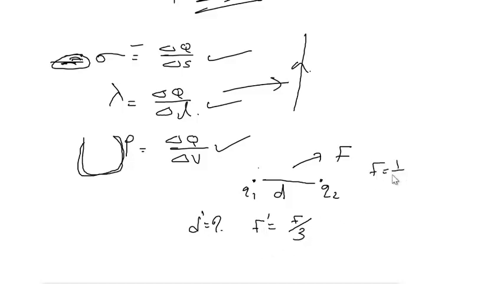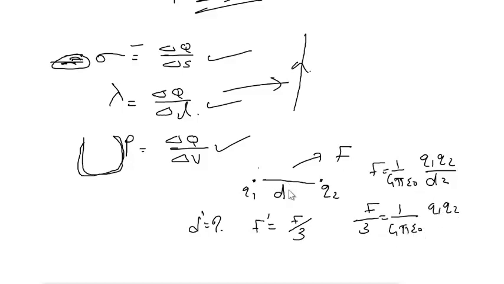Here F is equal to 1 by 4 pi epsilon 0 Q1 Q2 divided by D square. Next, now the new force is F by 3, equal to 1 by 4 pi epsilon 0 Q1 Q2 divided by the new distance, which we don't know, D dash square. There is no difference for these two charges, right? Now I can divide these two equations, equation 1 and equation 2. Dividing 1 and 2, F by 3, taking the reciprocal and multiplying, we will get 3. 1 by 4 pi epsilon 0, 1 by 4 pi epsilon 0, Q1, Q2 will cancel.